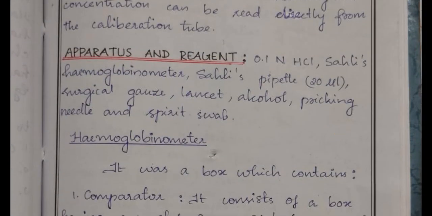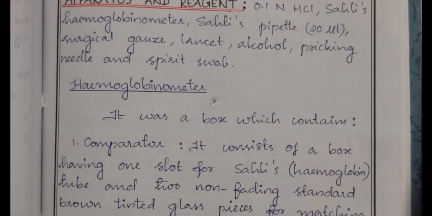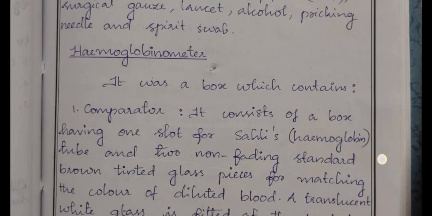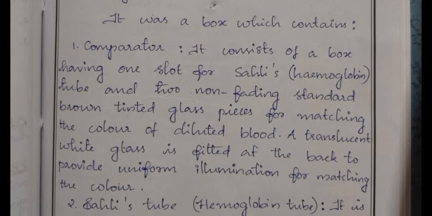Apparatus and reagents: 0.1 normal HCl, Sahli's hemoglobinometer, Sahli's pipette 20 microliters, surgical blade, lancet or pricking needle, and spirit swab. Hemoglobinometer: it is a box which contains the comparator. It consists of a slot for Sahli's hemoglobin tube and two non-fading standard brown tinted glass pieces for matching the color of diluted blood. The translucent white glass is fitted at the back, providing uniform illumination for matching the colors.